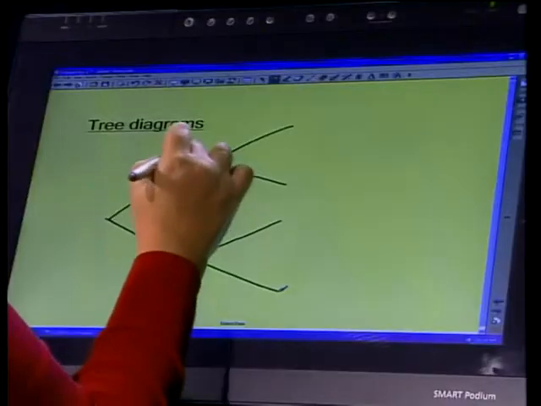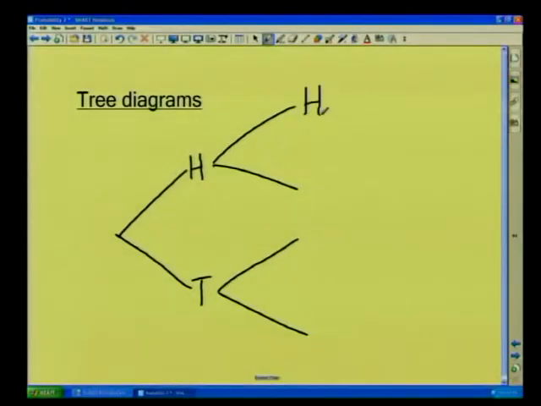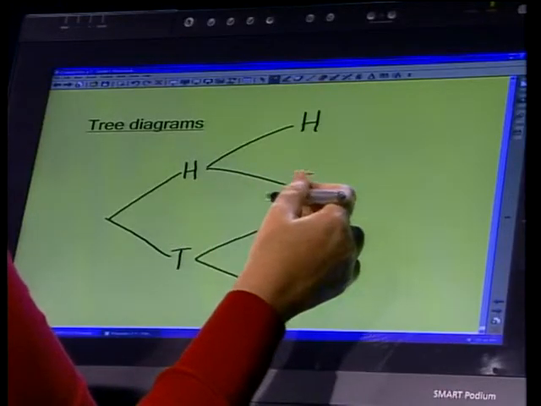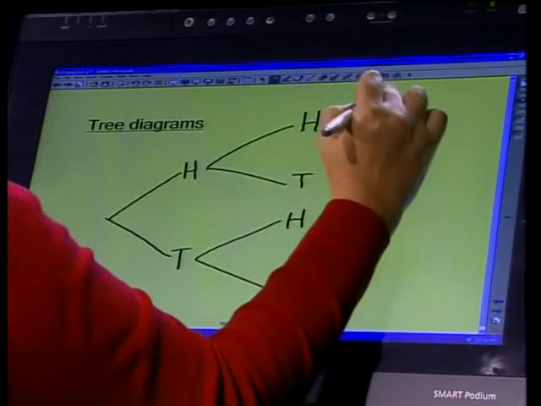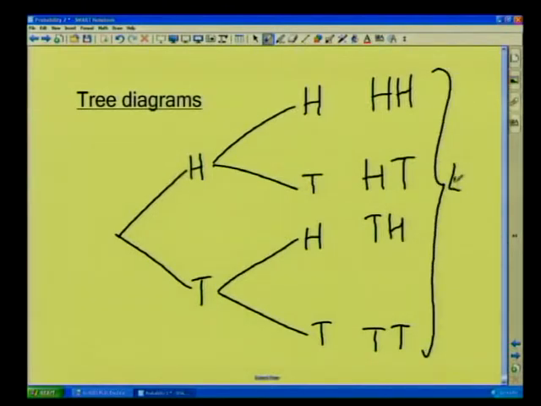So for example, if I tossed a coin, I could have a head and a tail, and if I tossed it again, my options would be a head and a tail again. And obviously if I got a head first, I could get another head, or a head and a tail, and if I first had a tail, the next time I could have a head. So these are all my different possible answers: a head and a head, a head and a tail, a tail and a head, or a tail and a tail. And you can see then that I've got 4 outcomes.